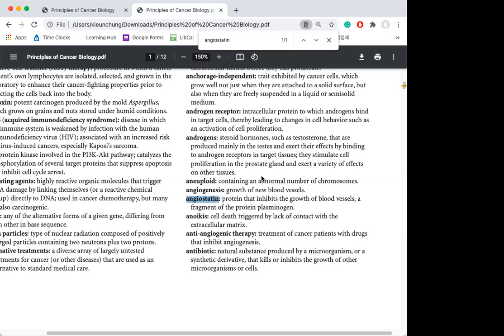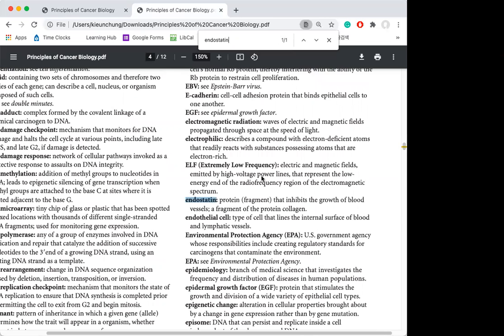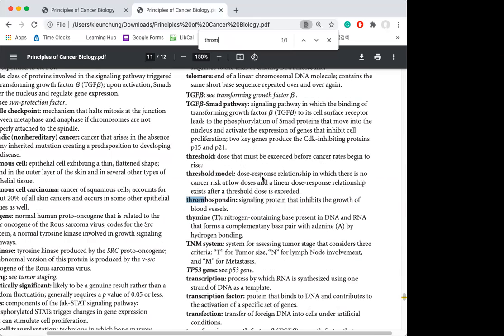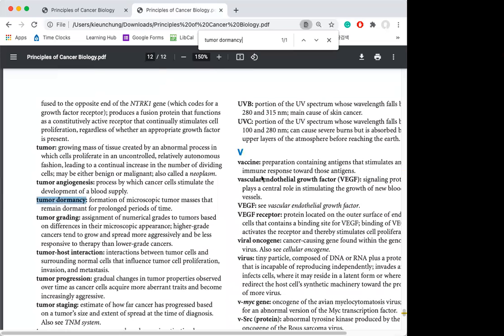Angiostatin, protein that inhibits the growth of blood vessels, a fragment of the protein plasminogen. Endostatin, protein that inhibits the growth of blood vessels, a fragment of the protein collagen. Thrombospondin, signaling protein that inhibits the growth of blood vessels. Tumor dormancy, formation of microscopic tumor masses that remain dormant for a prolonged period of time.